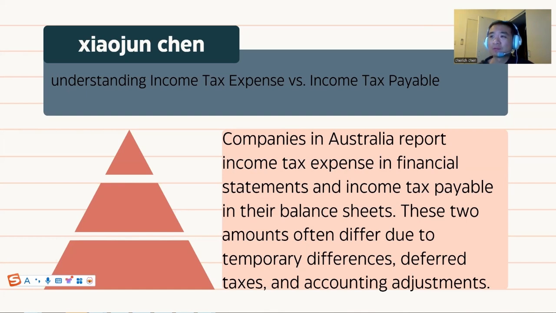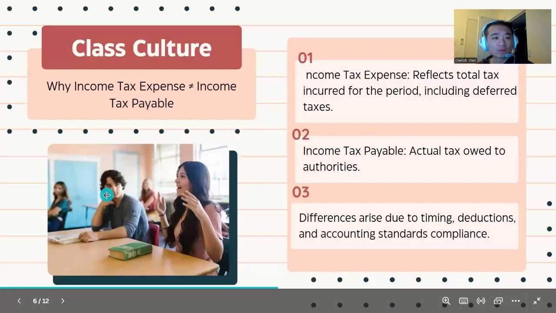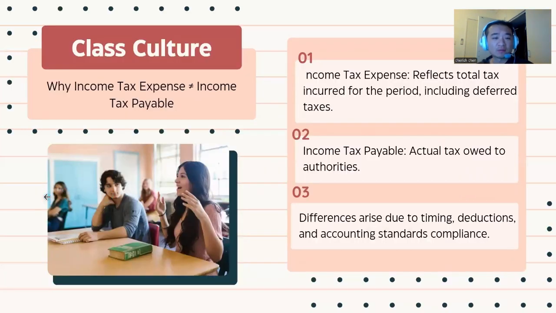Income tax expense represents the total tax expense for the year, including the deferred tax adjustment, and income tax payable is the actual amount owed according to the tax rate. The differences are due to timing differences in the tax and accounting adjustments made during the financial report. Okay. So why is income tax expense not equal to income tax payable?